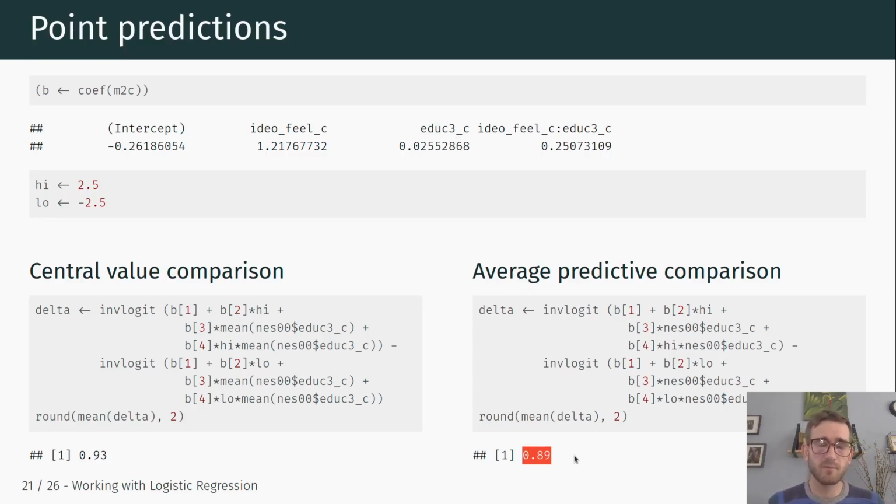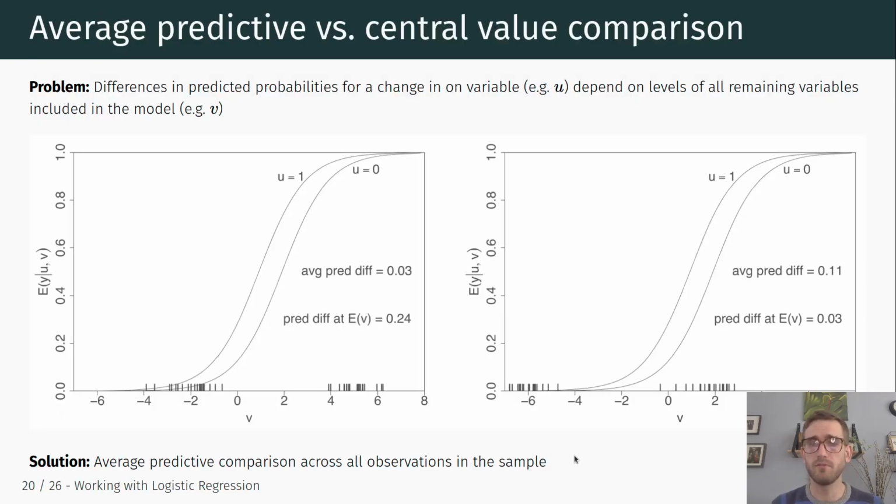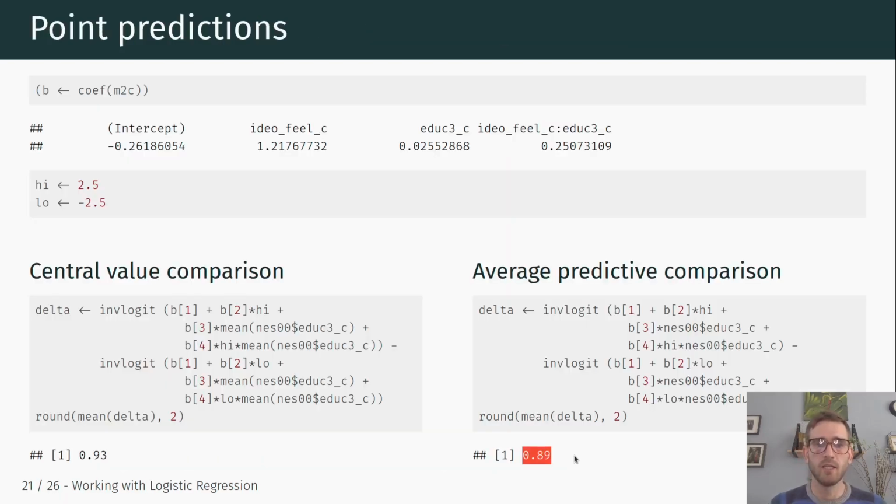The change here in this specific example is of course not that large, but especially if you have predictors that are bimodal, there can actually, as we saw in the previous example, be different conclusions based on whether you use average predictive differences or predicted differences at the expectation. So the strategy that is recommended is following the average predictive comparisons rather than the general central value comparison. The difference is always where you compute this expectation.